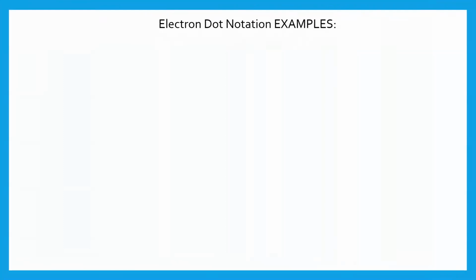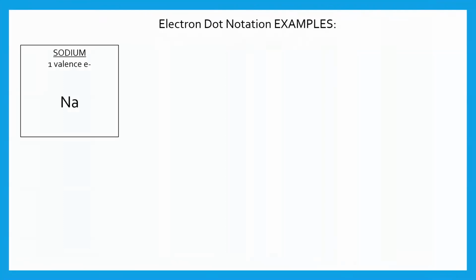So let's try some examples. Sodium, Na, is in group 1, so it has one valence electron, one dot. I'm going to place it there. You can place it on the top, the bottom, or the left. It doesn't matter. The important part is you have one dot on one side.